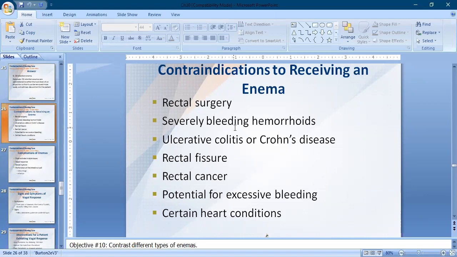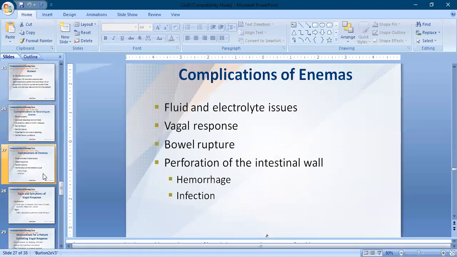If the patient has a severe bleeding tendency because of hemorrhoids, we do not allow an enema through the anus. Or after rectal surgery, we do not. Or if there is potential for excessive bleeding, any bleeding disorder, or certain heart conditions, a rectal enema is also not allowed. This is called the contraindications of the enema.